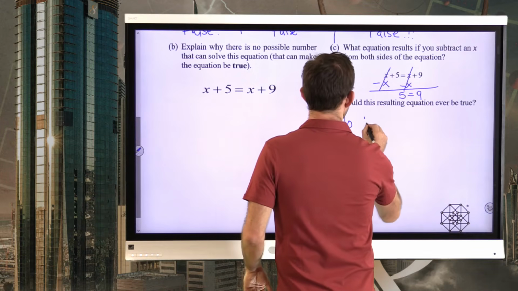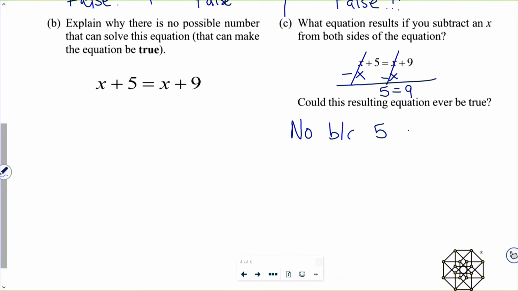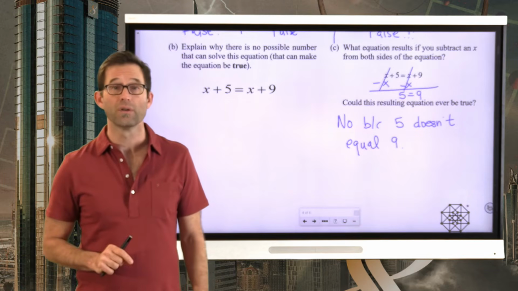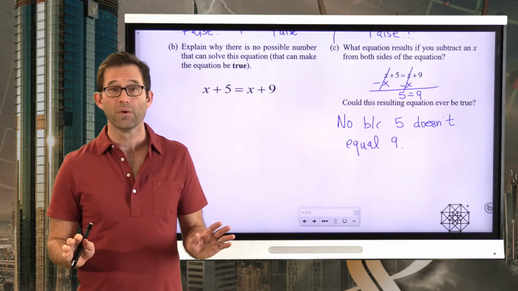No, because 5 doesn't equal 9. And that's how you will always know that you have an inconsistent equation that has absolutely no solutions.